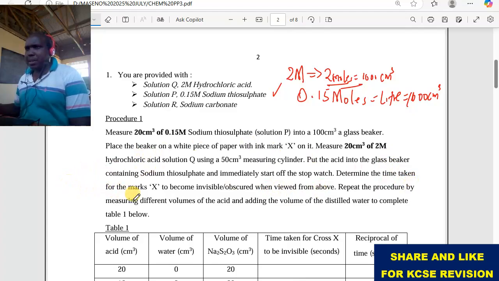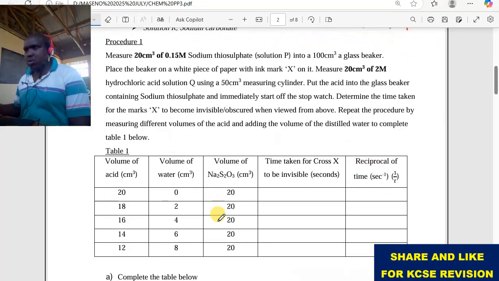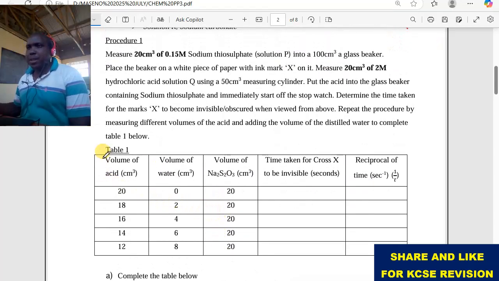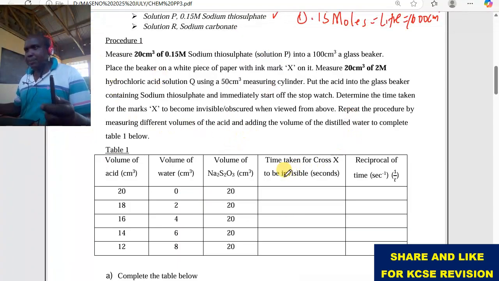Repeat the procedure by measuring different volumes of the acid and adding the volume of distilled water to complete the table. So you just need to use this table, like volume of the acid, if it is 20, the volume of water is 0, and the volume of the thiosulfate is going to remain constant. So you just follow instructions and then fill the table with the time in seconds. You can give it as 20 seconds, 40 seconds without bothering about the decimal place.